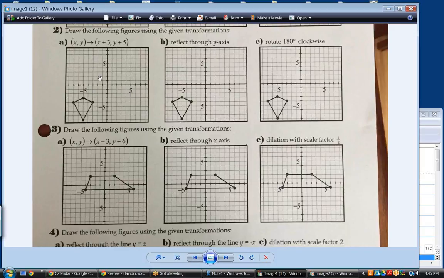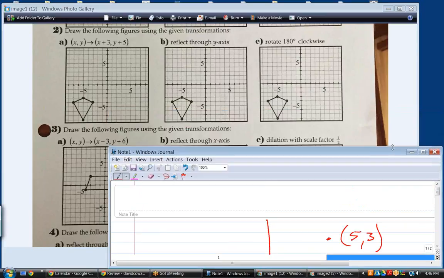Once again, on 2A, every point's going to do the same thing. This point right here is -5, -3. What's the new point going to be? For which point? This top point where my hand is here, the top vertice of that kite. Okay. Which is -5, -3. All right. And I'm moving it right 3 units and up 5 units. Should it be -2, 2?